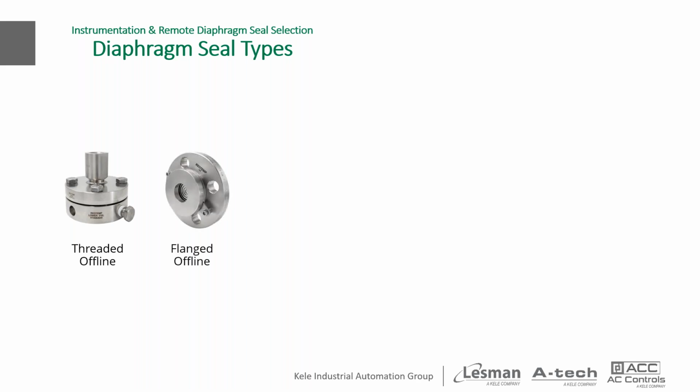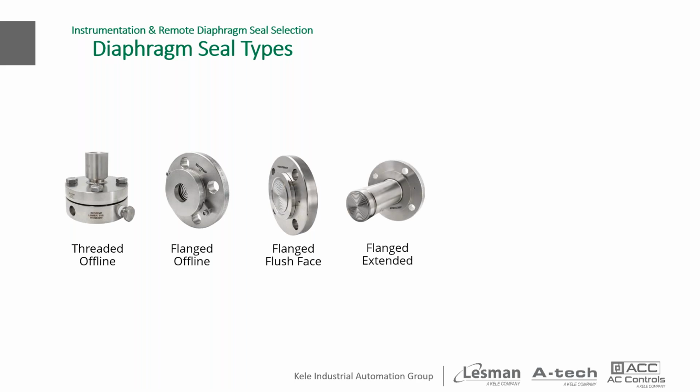The flanged offline and the flanged flush face seals are the most common diaphragm seals that we typically stock. We'll take a closer look at those in just a moment. The flanged extended seals are ideal for highly viscous fluids or media with high solids content.